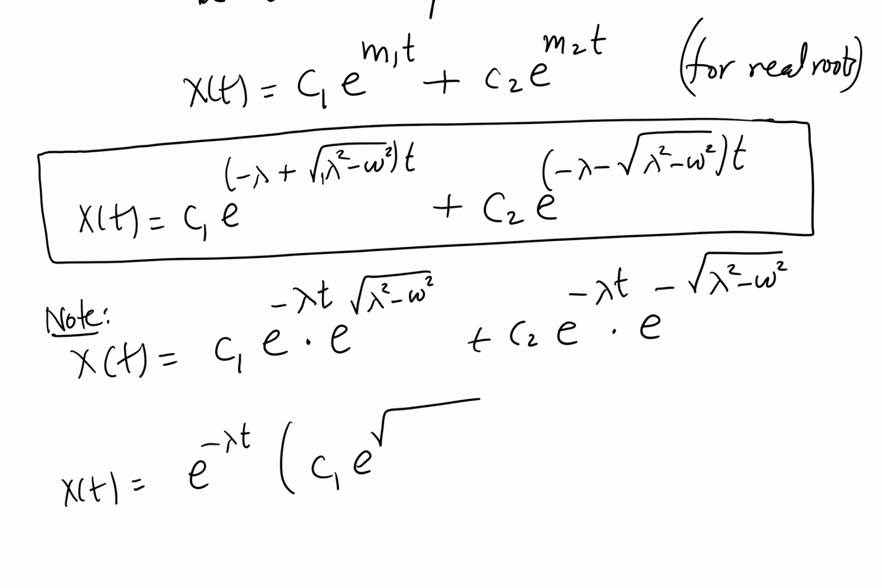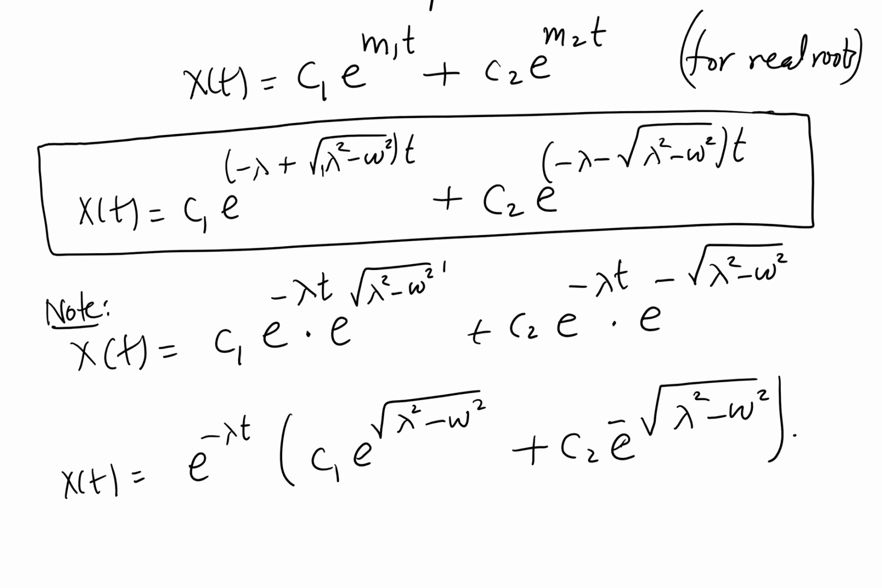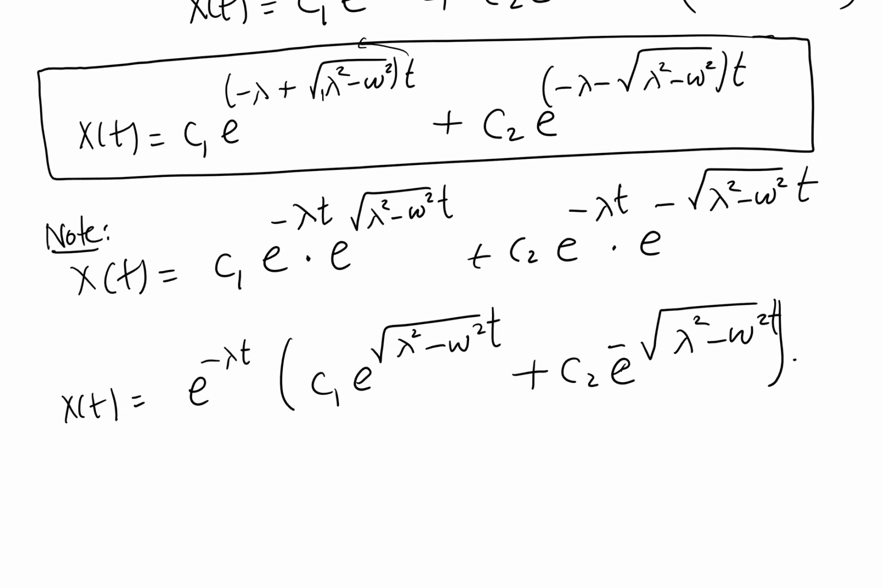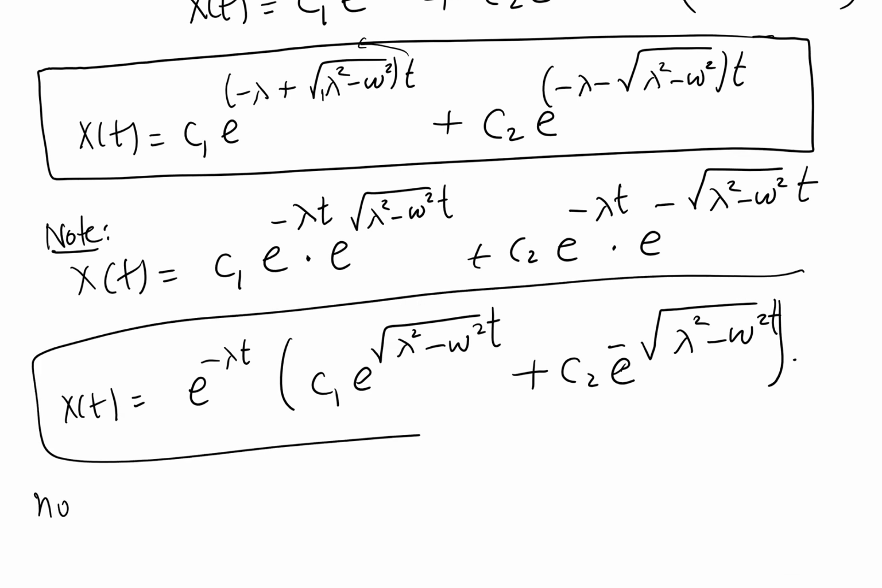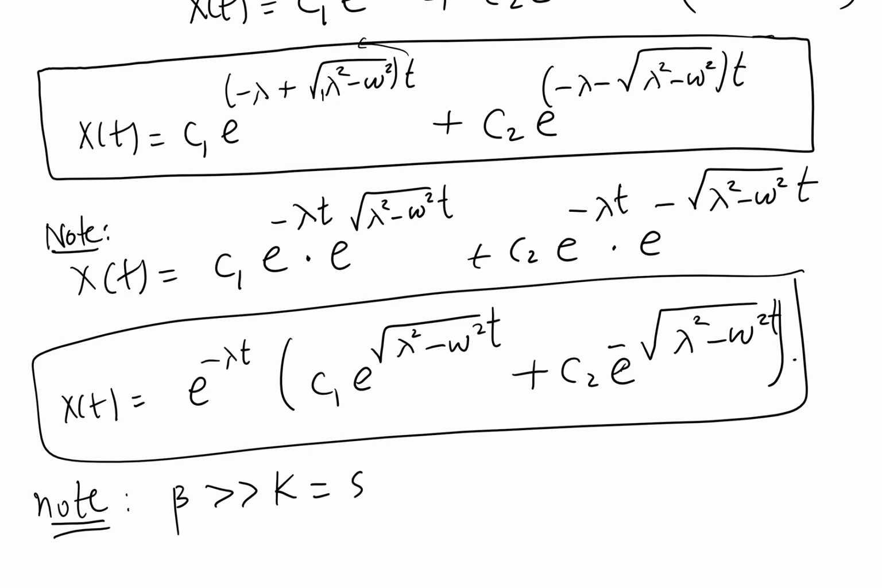You take e to the negative lambda t out: C1 e to the square root of lambda squared minus omega squared, plus C2 e to the negative square root of lambda squared minus omega squared. See, there should be a t here because you distribute the t in. Same thing there, so don't forget those. And the t is outside the radical. Keep that in mind. Note, so again, this is just another form. Note that beta, the damping constant, is way bigger than K, the spring constant.